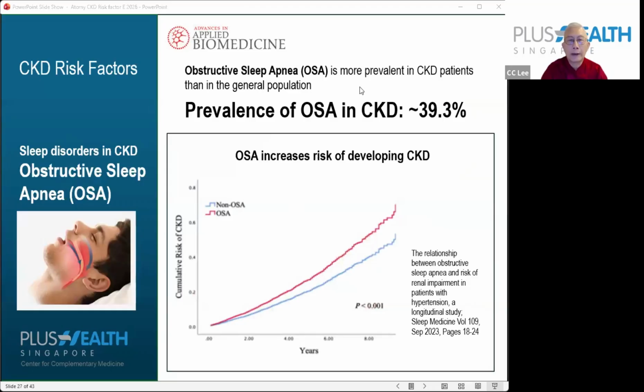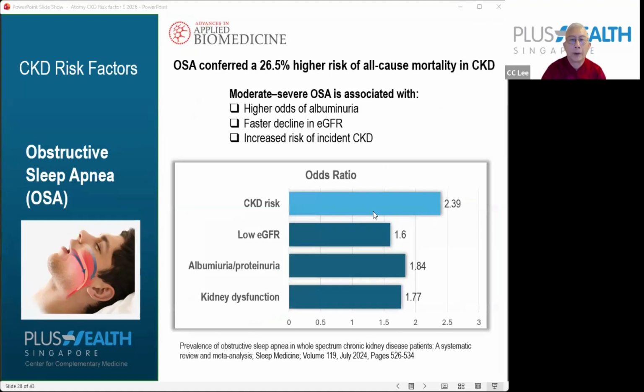Okay, let's look at OSA in relation to CKD patients. How prevalent is it? This chart shows that OSA increases the risk of developing CKD, right? You can see that the red one represents the patients suffering from OSA, and their risk of CKD is higher than people who are not suffering from OSA.